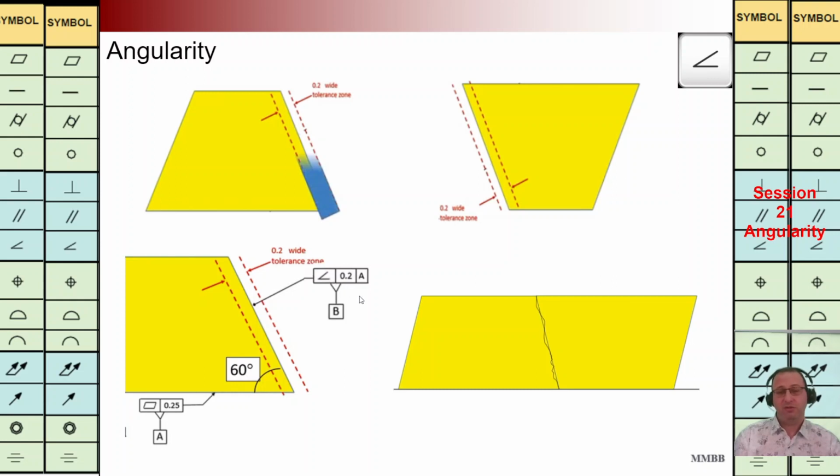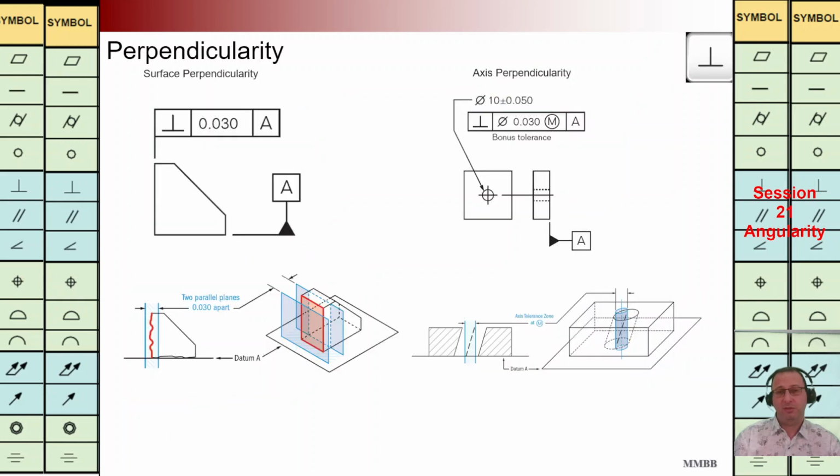For now, I would like to close this session regarding angularity. In the coming session, I'm going to talk about perpendicularity.